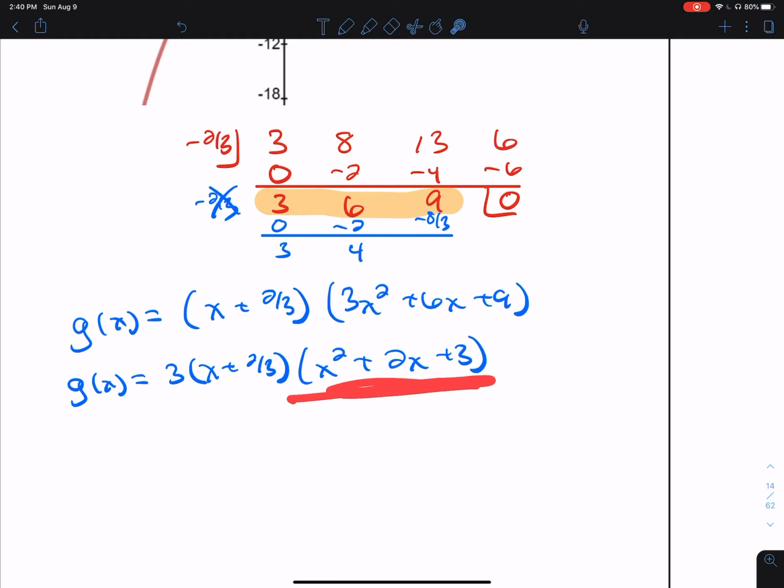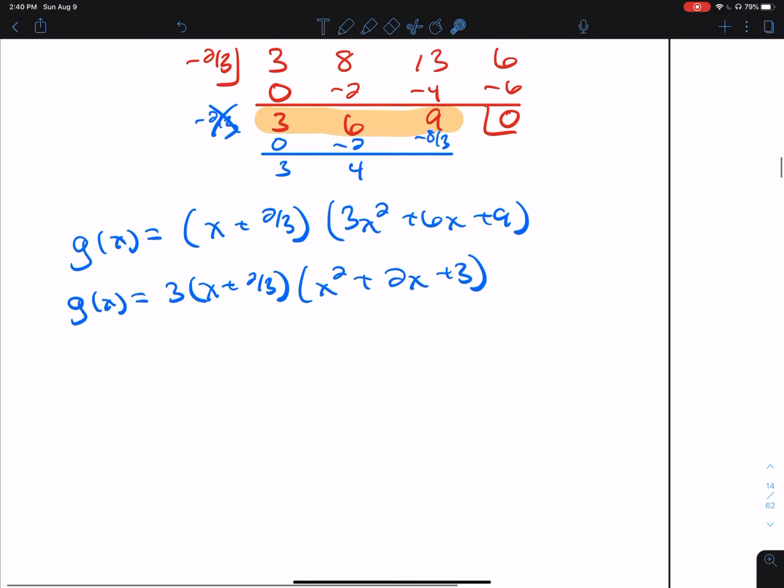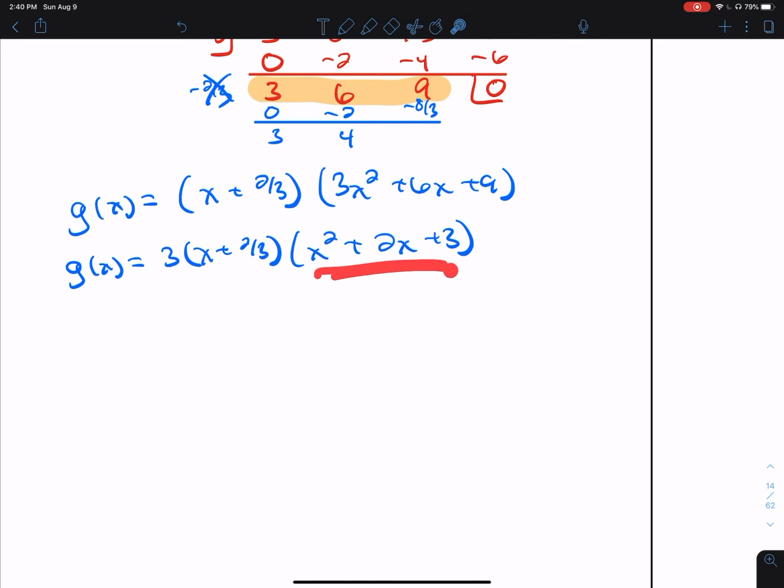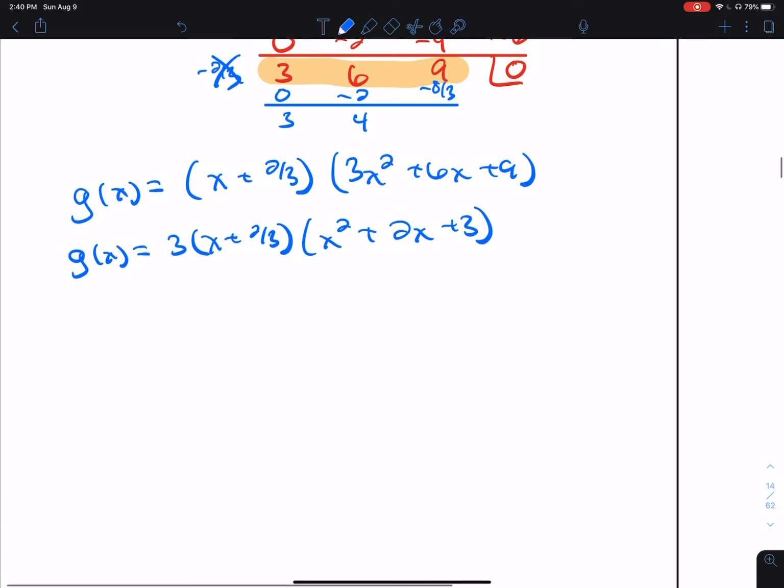This looks like it could factor, but it doesn't. Are there two real numbers that multiply to get 3 and add to get 2? I don't think so. So we are going to have to see if we can find these roots using the quadratic formula, since it doesn't factor. We could complete the square.